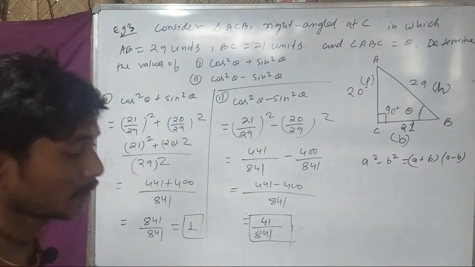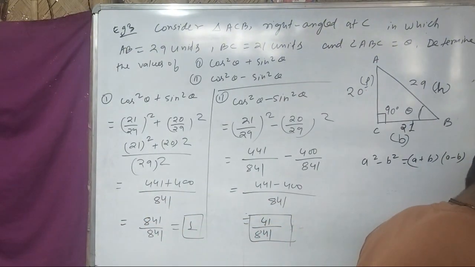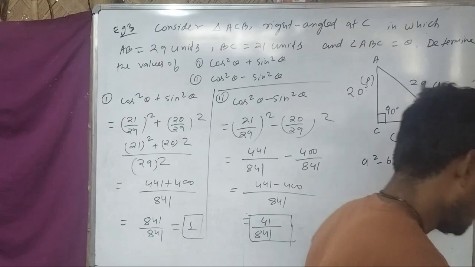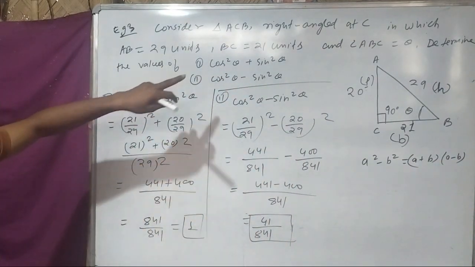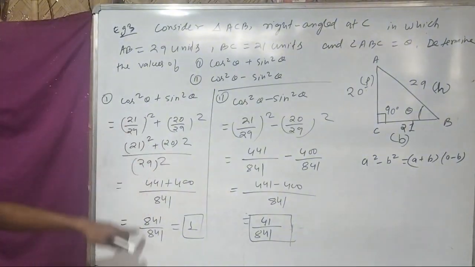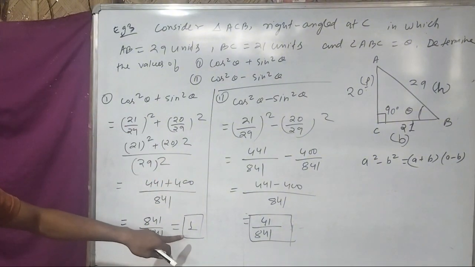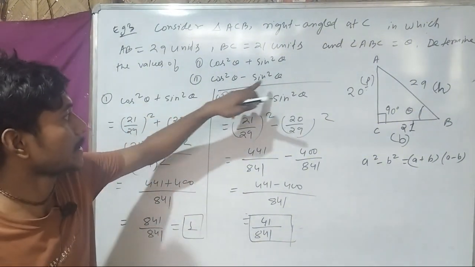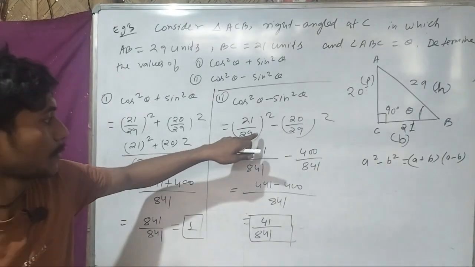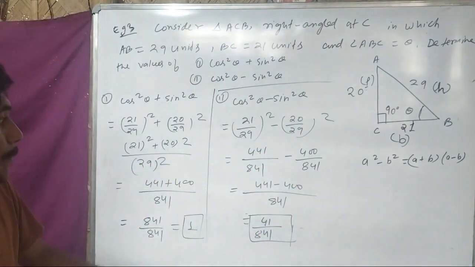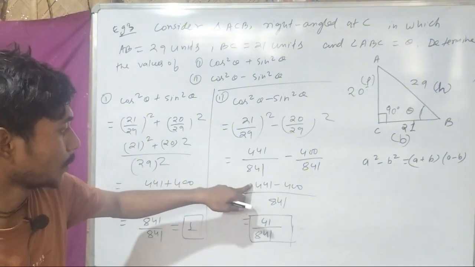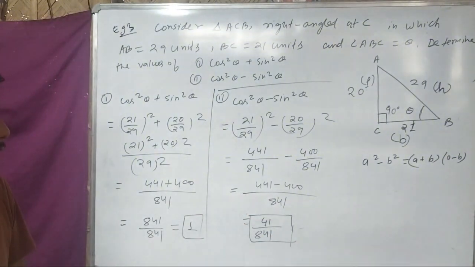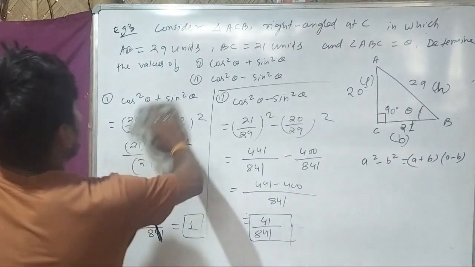Okay, so this is example 3. Now I am taking another example. I hope it is clear. So cos square theta plus sin square theta. Just put the value of cos theta and sin theta here. You will get, number 1 question's answer is 1, and number 2 is cos square theta minus sin square theta. That means 21 by 29 whole square minus 20 by 29 whole square. That means 441 by 841 minus 400 by 841. So 441 minus 400, 41 by 841. Okay, I hope it is clear.